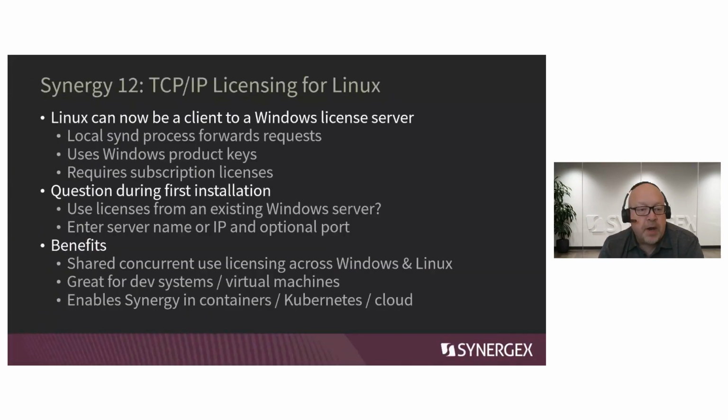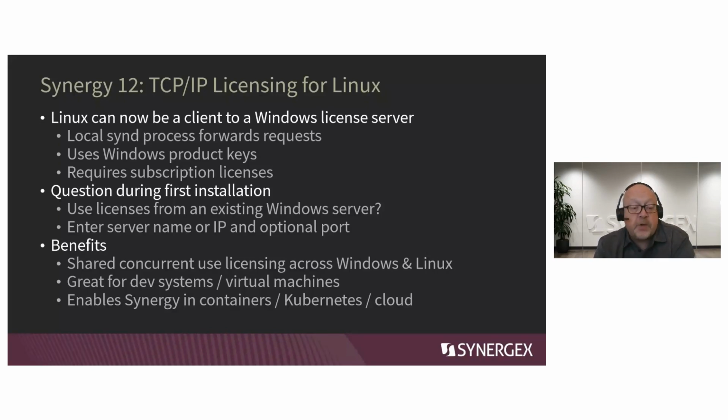Okay, let's move on. Another important feature in Synergy 12.1 is the addition of TCP/IP-based licensing for Linux systems. This is optional, but if you do select it, there will still be a local license server process on your Linux system, but rather than maintaining its own licenses in an LMDB file, the license manager process on Linux will communicate over the network with a Windows license server. It will then consume the same pool of license keys as other Windows and/or Linux systems, accessing that same license server.